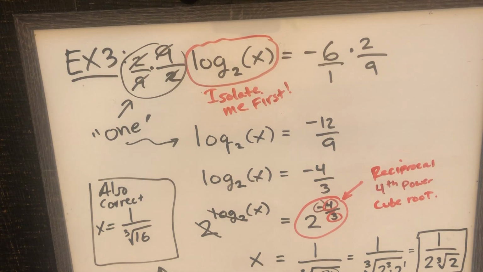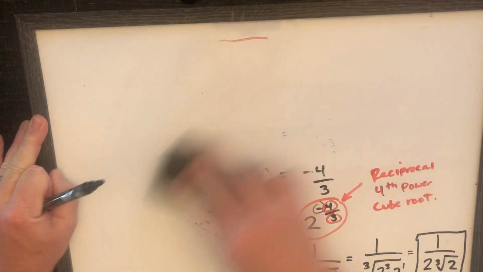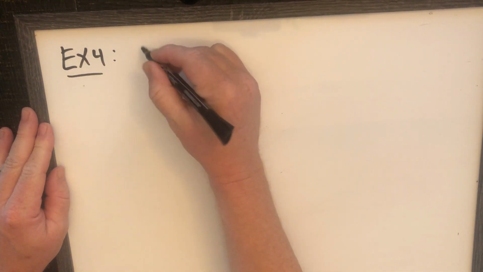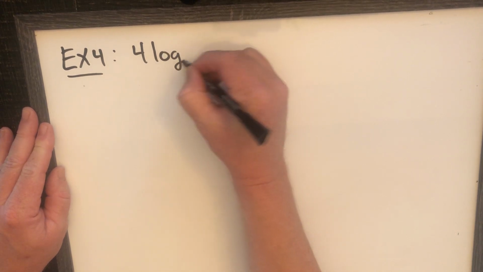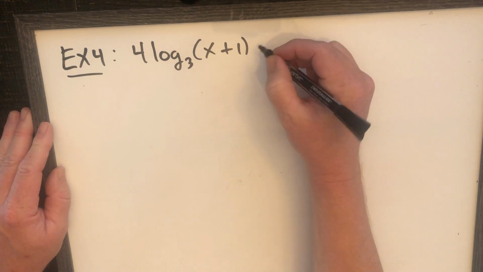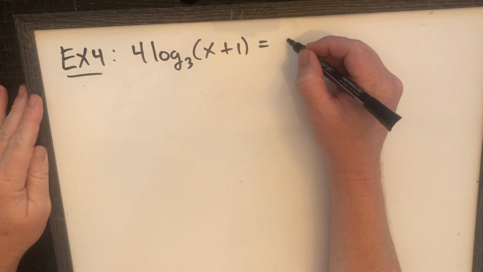Next example. Example 4. 4 log base 3 of x plus 1 equals 0.